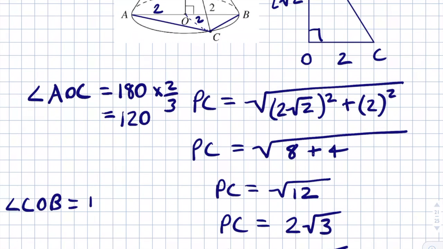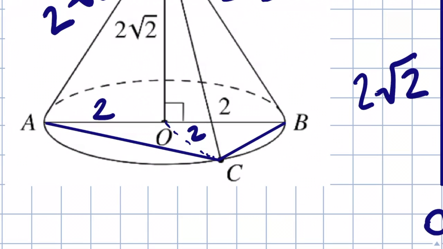Therefore COB is going to be 180 times 1/3, which must be 60. So we zoom in on this triangle now, and we know that this is going to have an angle of 120, and that angle there is going to be 60. And then the other thing you should know, going back to circle theorems from GCSE, is that the angles within a semicircle add up to 90 degrees.